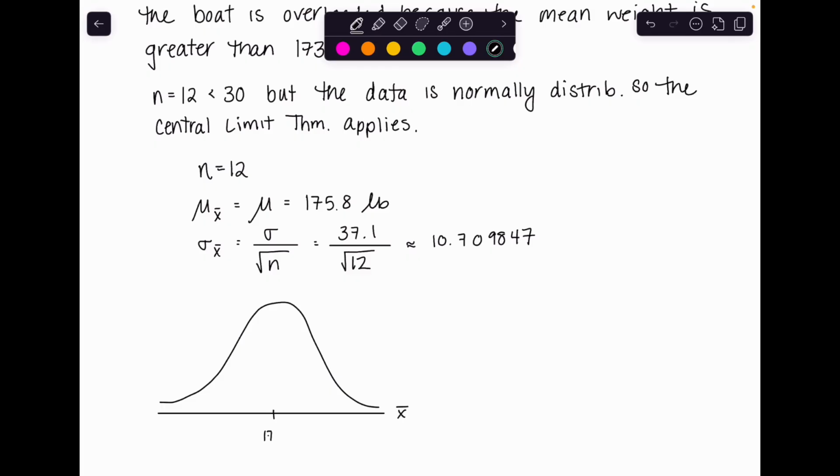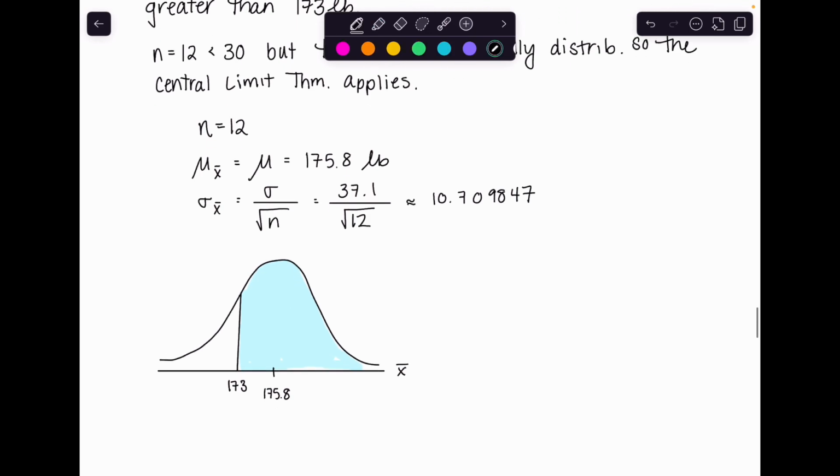Okay. So drawing my little picture for what's going on, here's my sample data with my normal distribution. The 175.8 is still the mean in the middle. And they assumed that the average weight of the individuals on the boat is 173 pounds. So I am looking for this area here, and this is the probability that my boat would capsize or sink. So I need to find the associated z-score. And again, it should be negative.